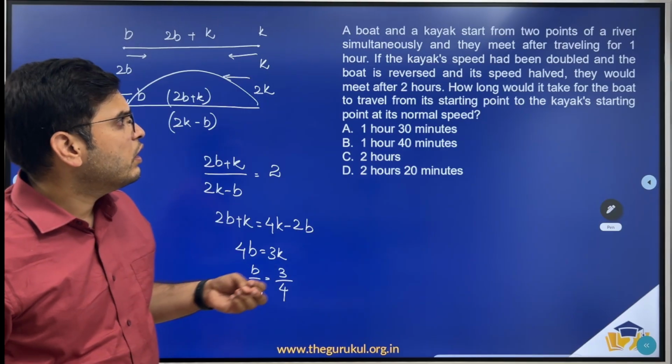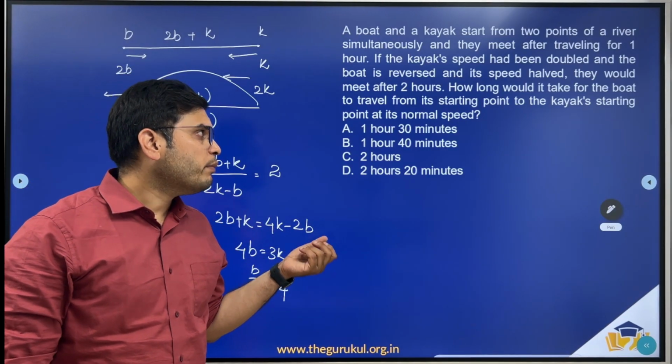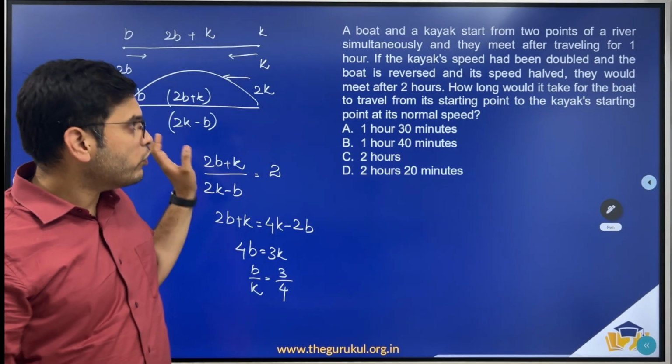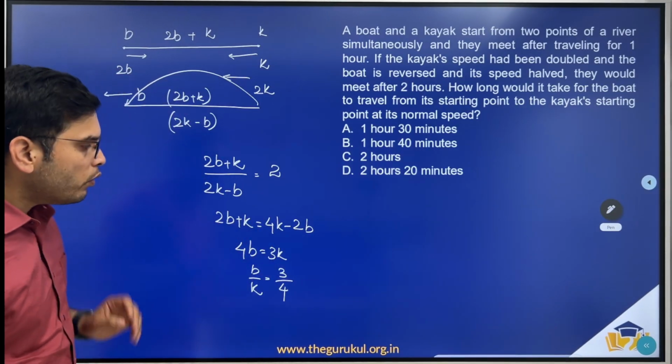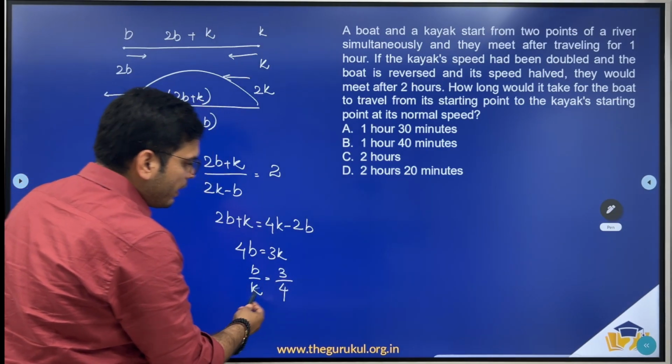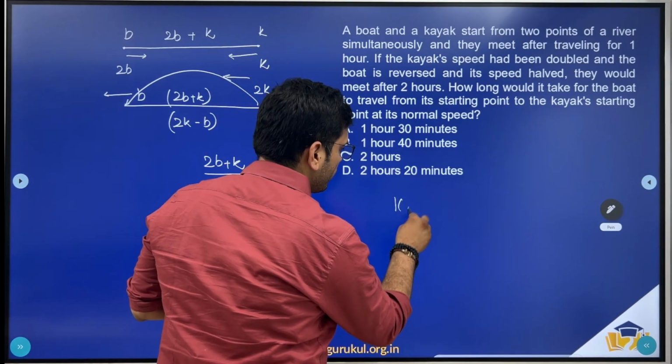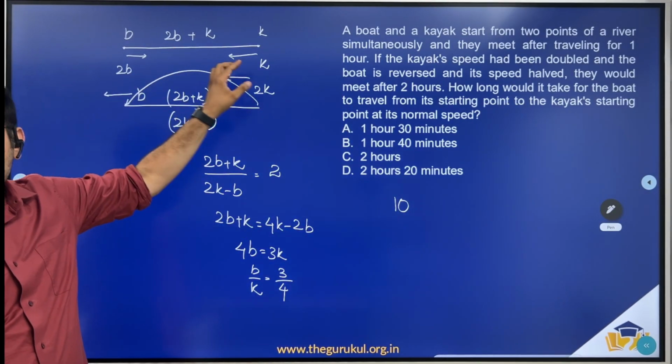Now what was asked? How long would it take for the boat to travel from its starting point to the kayak's starting point at its normal speed? Right, what is the boat's normal speed? 2b. Now let me consider the value of b as 3 and k as 4. What is the initial distance between them? 10. Right, so 2 into 3 is 6, 6 plus 4, 10.